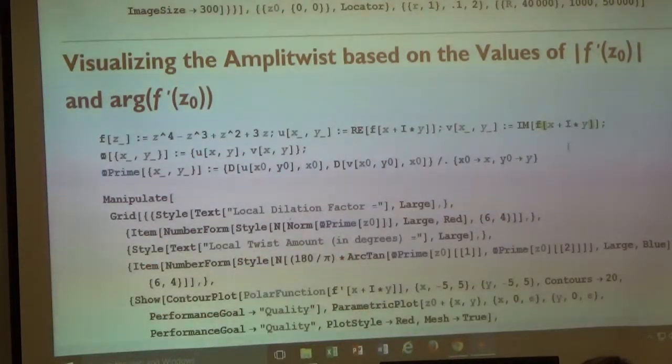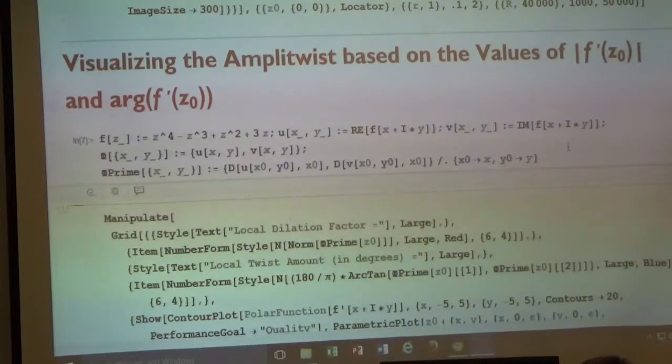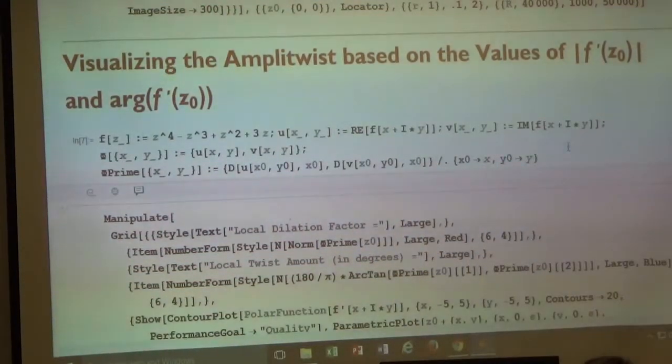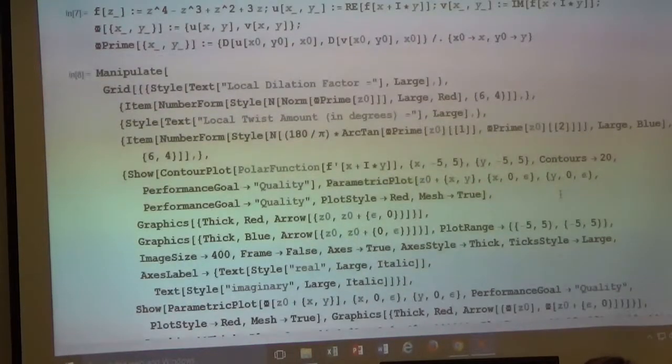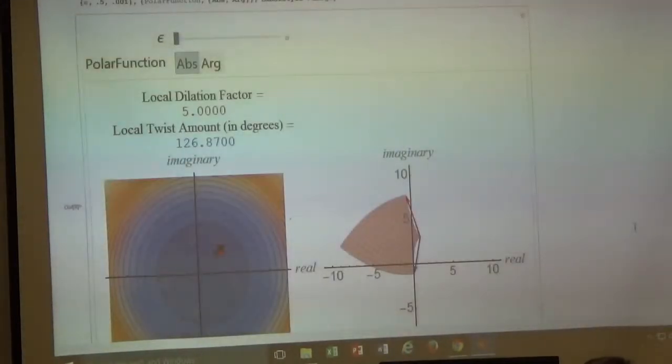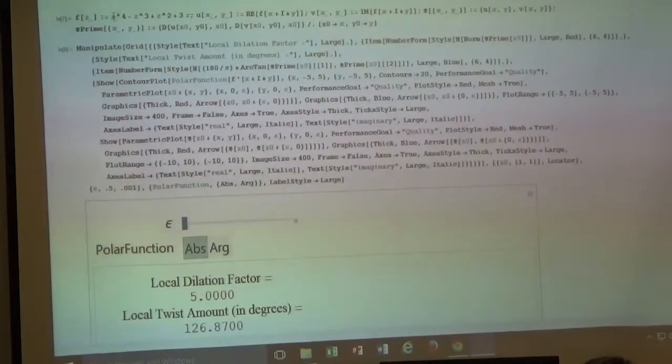I also made a new kind of graph to allow us to visualize the amplitwist concept based on the values of the modulus of the derivative at the point and the argument, not at a critical point here. F prime of z0 is not 0. What do we see here? We see the function was a fourth degree polynomial.